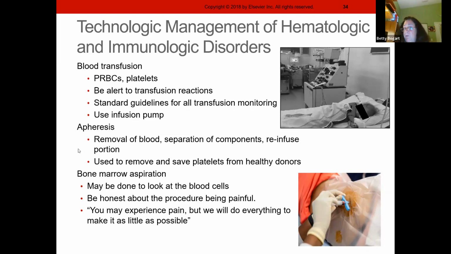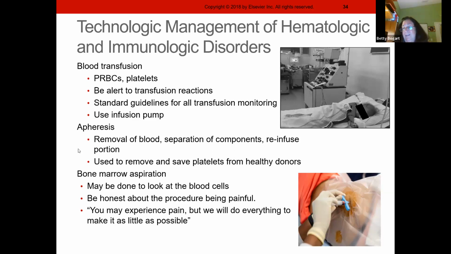I mentioned apheresis. I mentioned it with thalassemia. With the iron, it does take certain stuff out there. You also can take platelets out and give them to donors. It's another component of the blood that they can take out. A lot of times with these conditions, we'll be doing bone marrow aspirations. It could be at the xiphoid process and it could be in the hip.